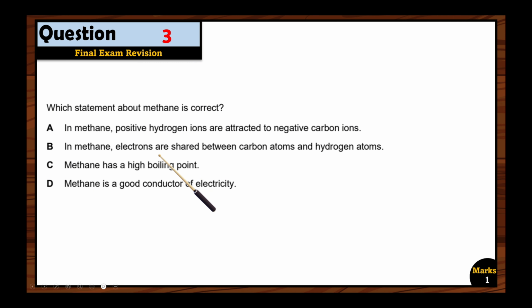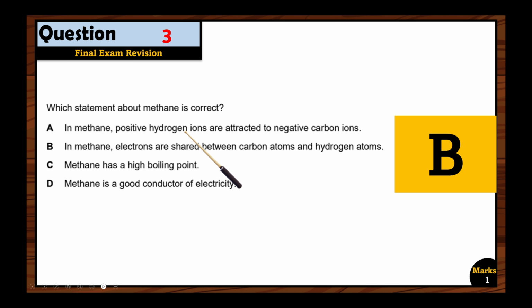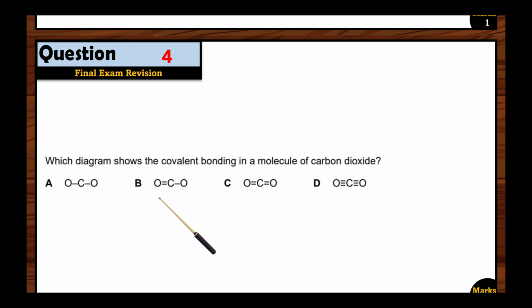Option B, in methane, electrons are shared between carbon atoms and hydrogen atoms. Yes, that's right. Because in methane, they both are non-metals. So non-metals always make a covalent bond, right? So what is a covalent bond? It is the sharing of the electrons. So option B is correct. And simple covalent compounds always have a low boiling point and they are very bad conductors of electricity. So that's why options C and D are also not right.